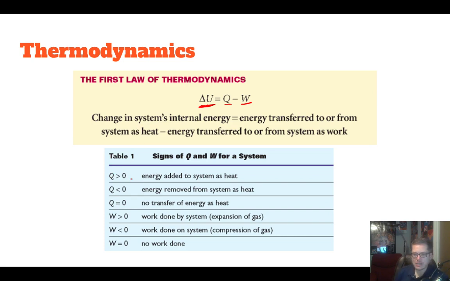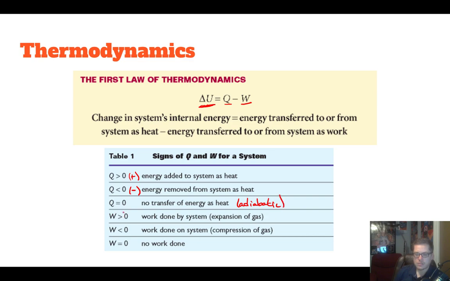Now, a couple of signs you need to pay attention to. If energy is added to the system as heat, our Q is positive, so we'll put in a little plus sign here. If energy is removed from the system as heat, we put in a little negative. If no energy is transferred, then Q equals 0. We'll put a little parenthesis and say this is an adiabatic system.